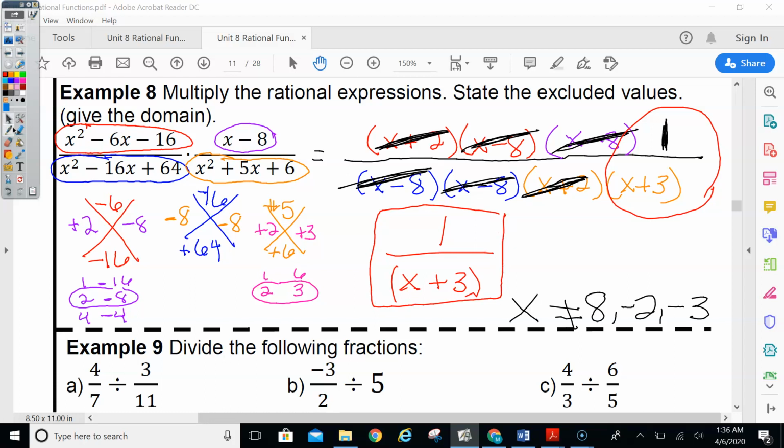Okay, so that's multiplying. Dividing's the same thing, except you multiply by the reciprocal. So you're going to multiply, but first you got to flip it around.